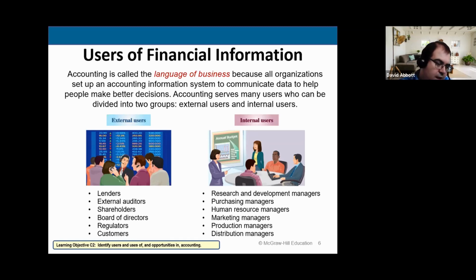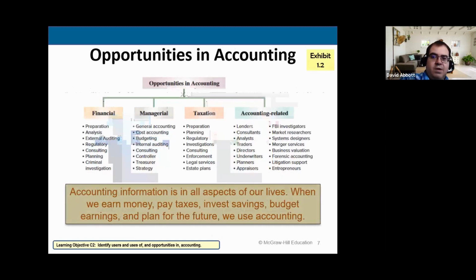People like research and development managers, purchasing managers, HR managers, marketing managers, production managers, and distribution managers are all people within the organization. They have to keep budgets. HR has to know if they can hire people or if they are going to have to fire people. Purchasing has to know if they have money to purchase new equipment or a supply, etc.